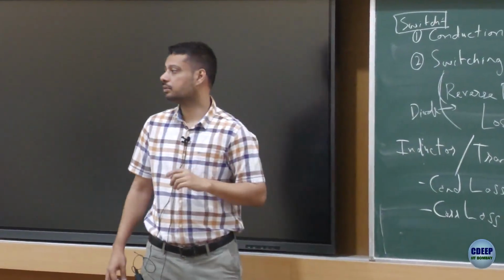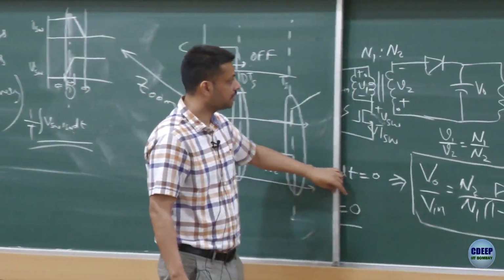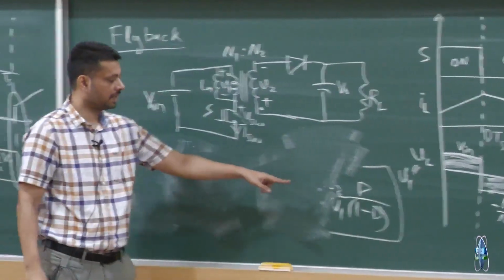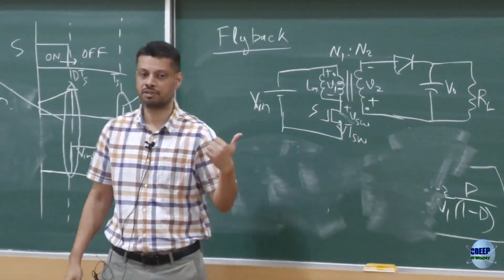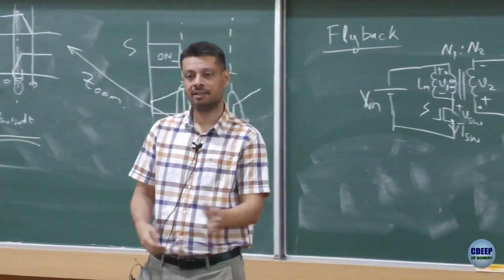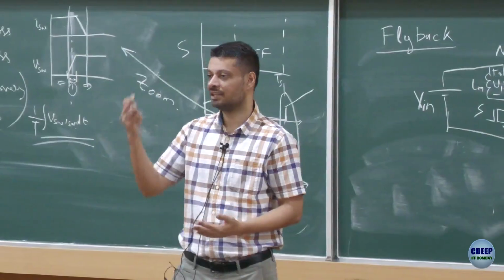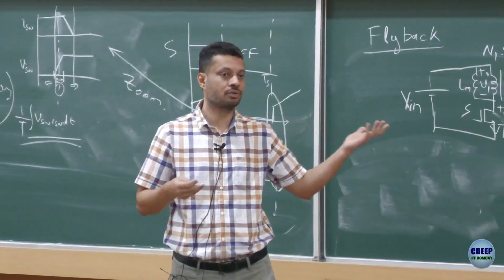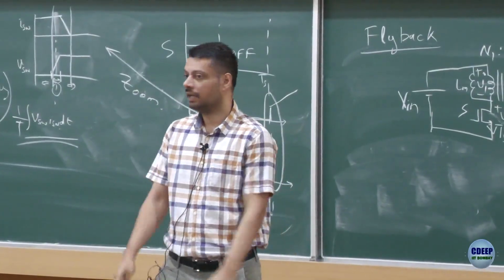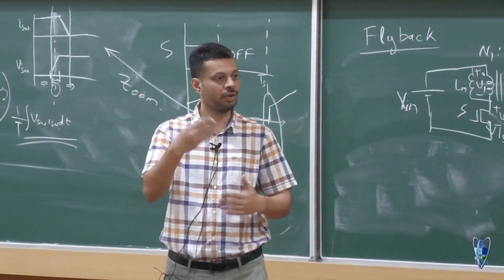Alright, any doubt? Let's come back to the flyback now. I just erased the expression, but we got the expression of output voltage as N2 by N1 times D upon 1 minus D. You know the buck boost converter expression is D upon 1 minus D. You could have guessed this looks very similar to a buck boost converter with a transformer inserted in between, and that transformer gives you a turns ratio N2 by N1.